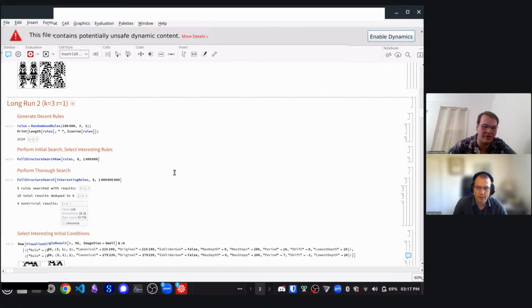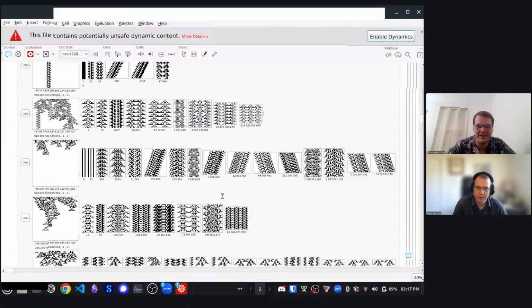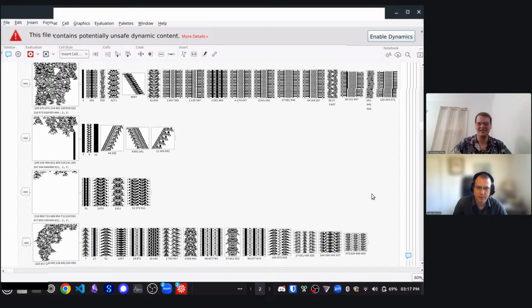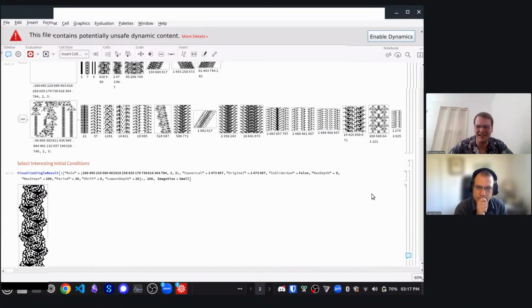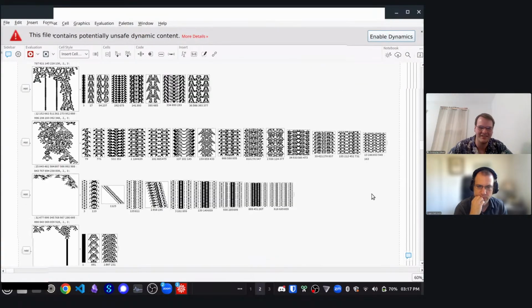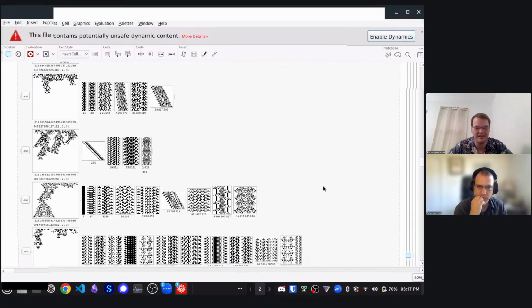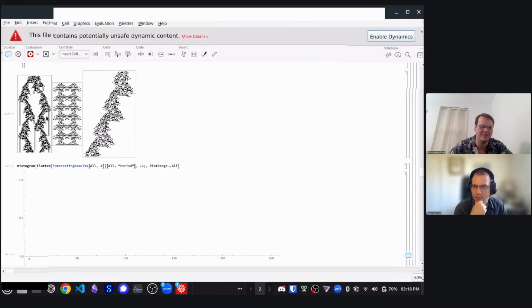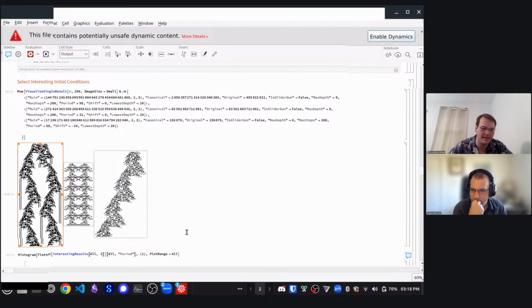Here's more k equals 3, r equals 1. Here's k equals 2, r equals 3. These are just crazy, all of them. There are too many here to analyze or to have anything particular to say about them. They're all cool. Yeah, this is a crazy one. Here's one that's crazy, interesting. It's kind of weaving back and forth.